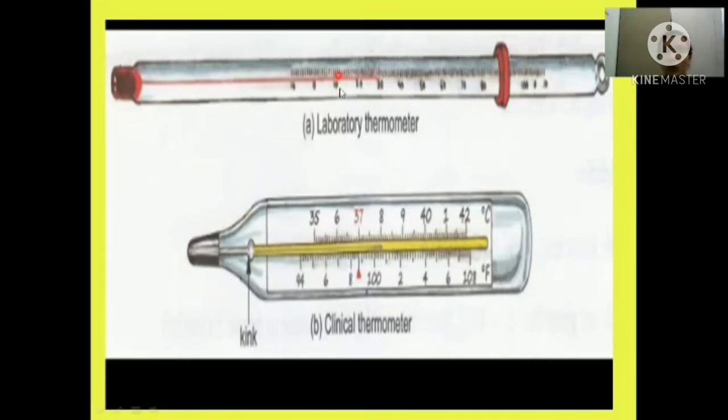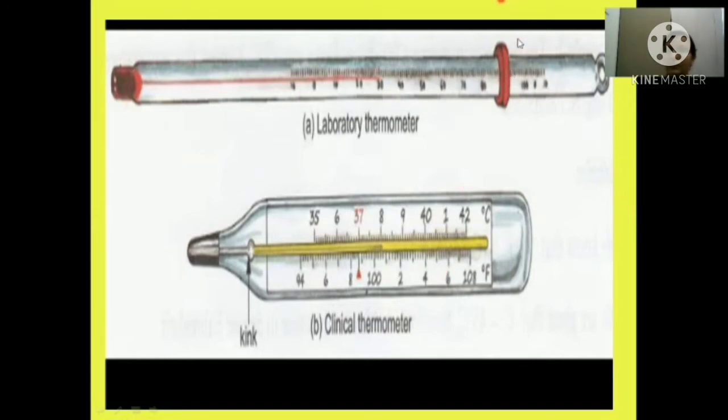Clear? Now what is the difference? So the difference is that, तो दोनों में difference क्या है? There is a kink in the clinical thermometer, while the kink is not present in the laboratory thermometer. Laboratory thermometer is especially used for measuring the temperature of the liquids which we use in the laboratories for the chemical reactions. लैब में tests के लिए हम laboratory thermometer का use करते हैं. While the clinical thermometer is used for measuring the temperature of the human body.